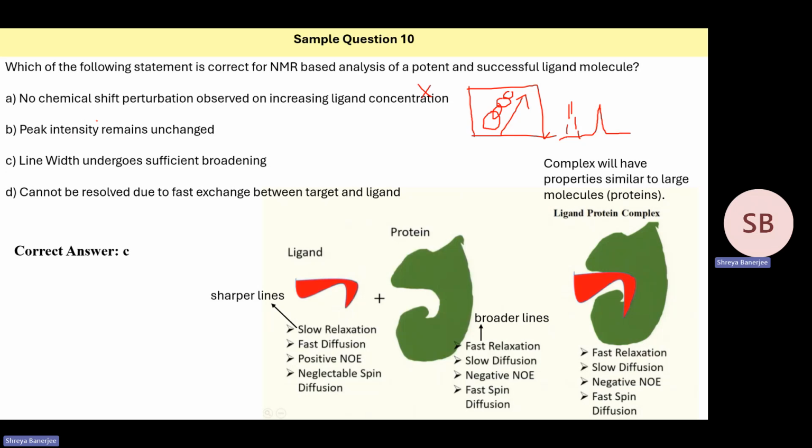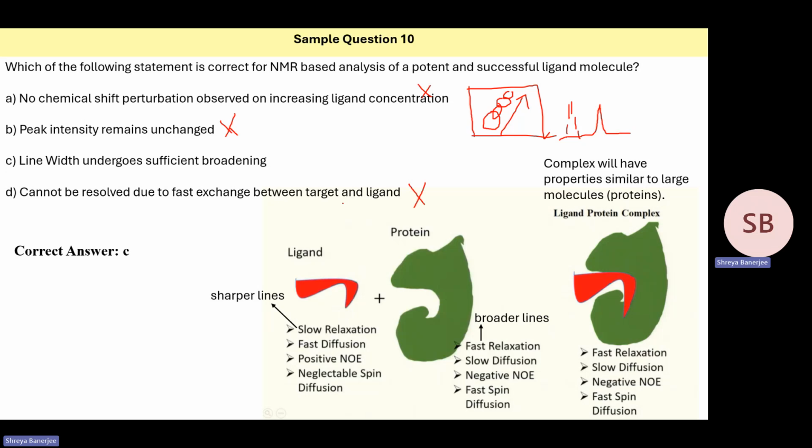Peak intensity remains unchanged. This is also wrong. We know that intensity does change. It can increase or decrease depending on binding. So this is wrong. Cannot be resolved due to fast exchange between target and ligand. But if you cannot resolve it, how will you know if it is binding or not? So that is also not good for a successful ligand molecule. What is successful is line broadening is happening.